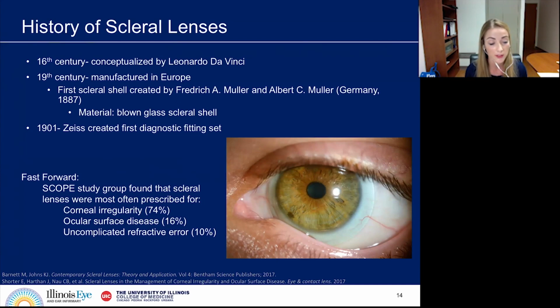Now fast forward to 2017, the SCOPE study group found that in a survey of contact lens fitters, scleral lenses were the most often prescribed for corneal irregularity, followed by ocular surface disease and uncomplicated refractive error. We did a retrospective review in our practice, and I'll say that actually in our practice, about 75% of patients are prescribed scleral lenses for ocular surface disease. And we do see a lot of surface disease, but we also believe that if we can get a great fit with rigid lenses in corneal irregularity, we will do that and use the scleral lens more as a last resort.